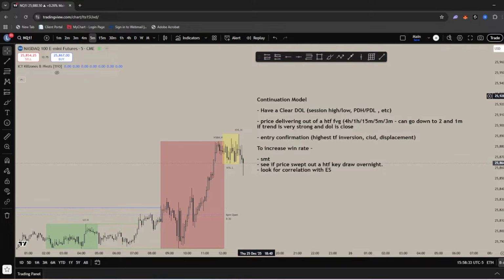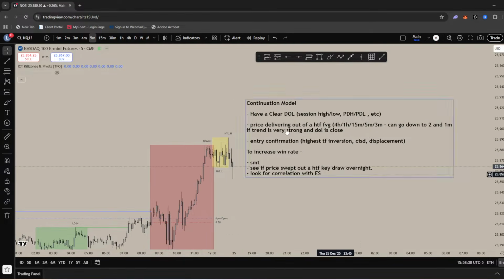So basically, here's the checklist of what I use for the continuation model. We're going to go through the checklist, and I'm going to show you guys like 3 examples. I'll just pause after every single one, and then I'll start the next one. But first, I'm going to read through the criteria. And basically, the main thing you're going to need is a clear draw on liquidity.